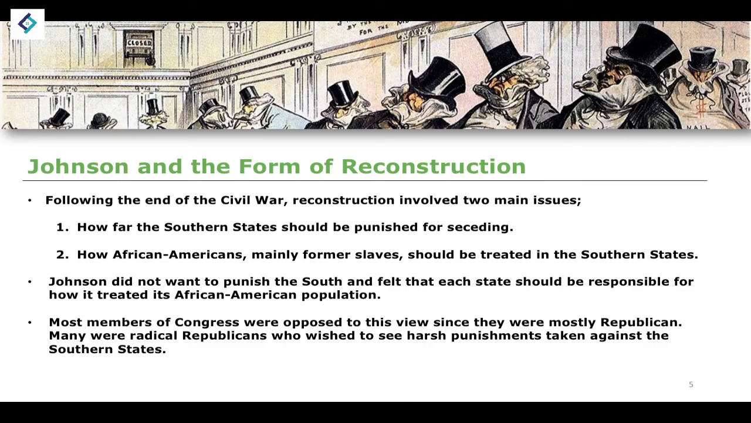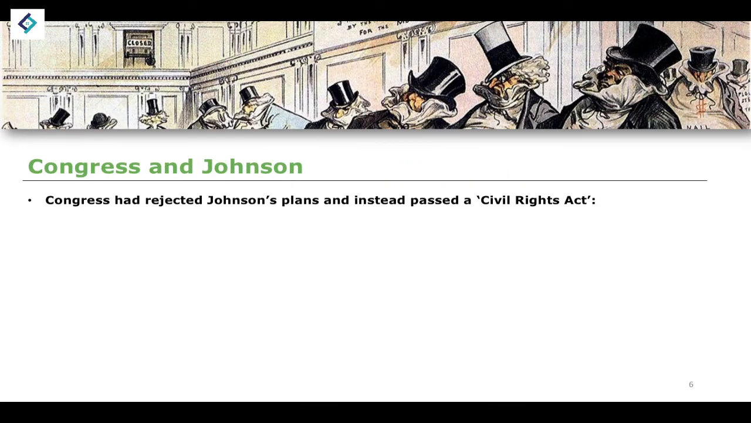Most members of Congress were opposed to this view, since they were mostly Republicans. Many were even radical Republicans who wished to see harsh punishment taken against the southern states. So they were very radical in their political positions against the southern states for the Civil War in the first place, and also the treatment of African Americans. Now, when we think about what happens at this point, Johnson is a Democratic president, and the majority of Congress is Republican. A lot of these Republicans were radical Republicans as a result of the Civil War, and had very important ideological positions in opposition to what Johnson believed.